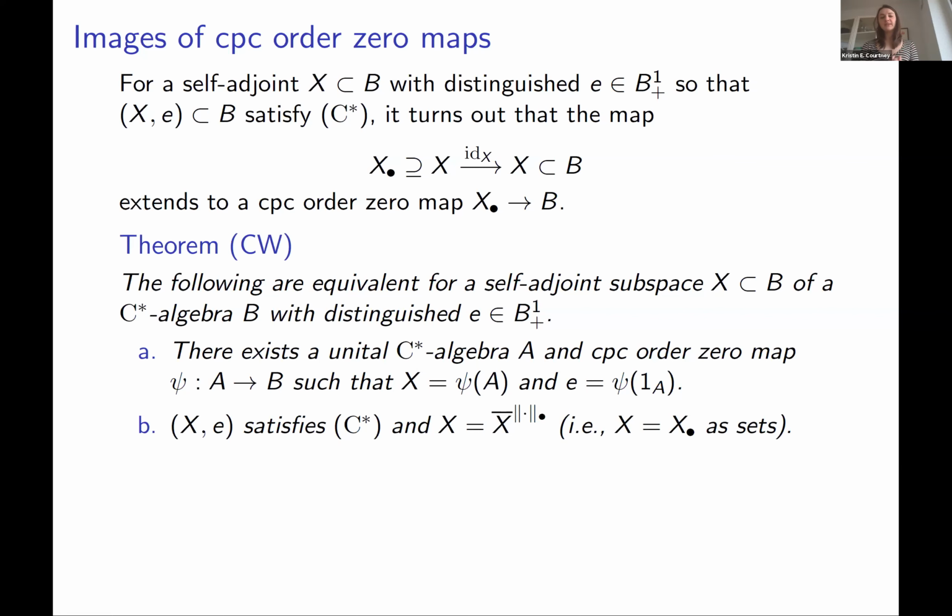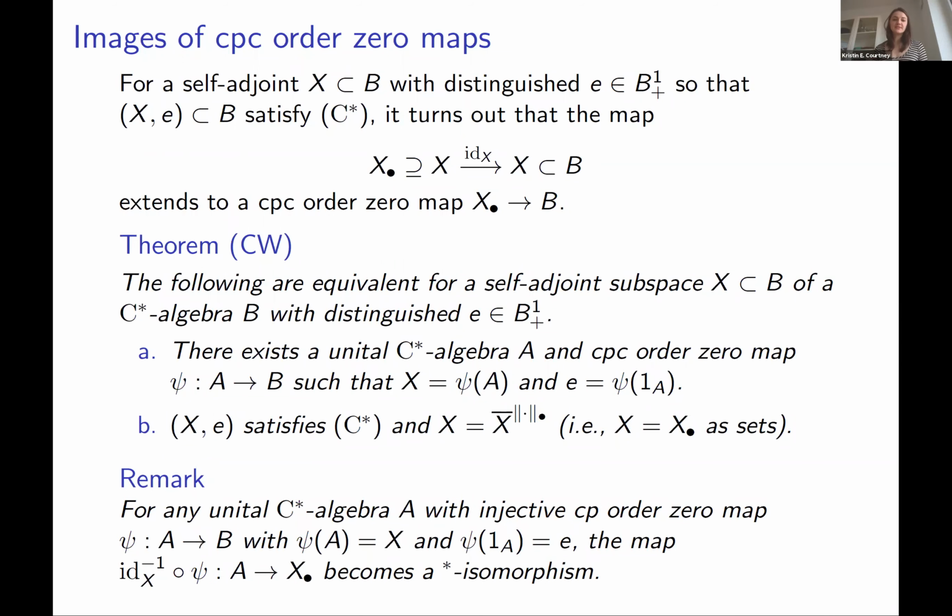And so this actually means that when I said before that a CPC order 0 map really leaves an imprint of the structure on its image, this is what I meant: we can just pick up from a self-adjoint subspace that it was the image of a CPC order 0 map.